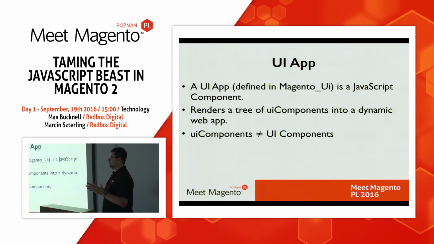Also, to understand how it works, basically you give it a tree of different UI components, and Magento will render that tree for you and take care of stuff like how to connect the server to the JavaScript, how to transfer the data, and do some other operations. So basically, UI app is a way of building your front-end application.